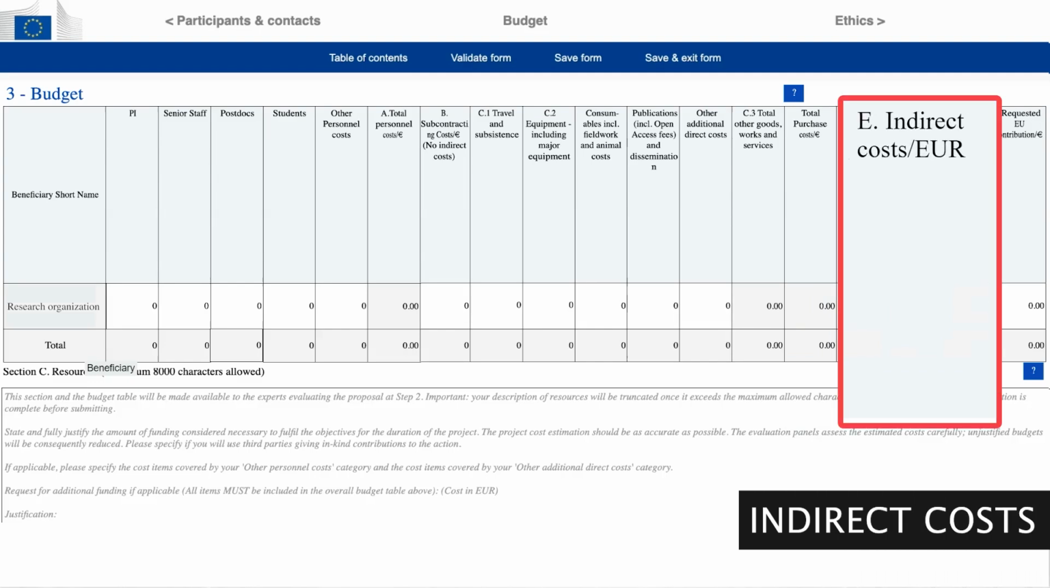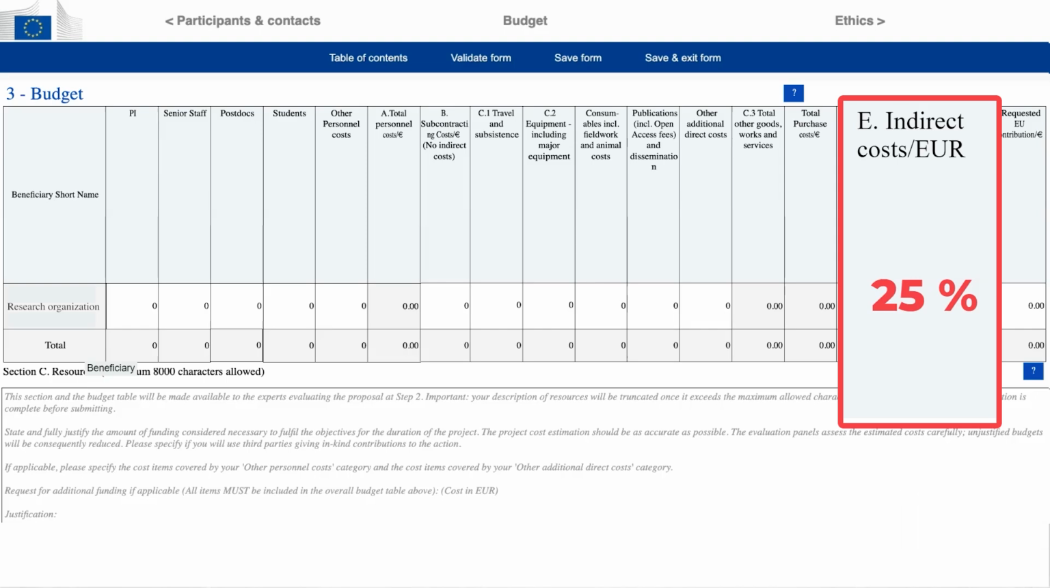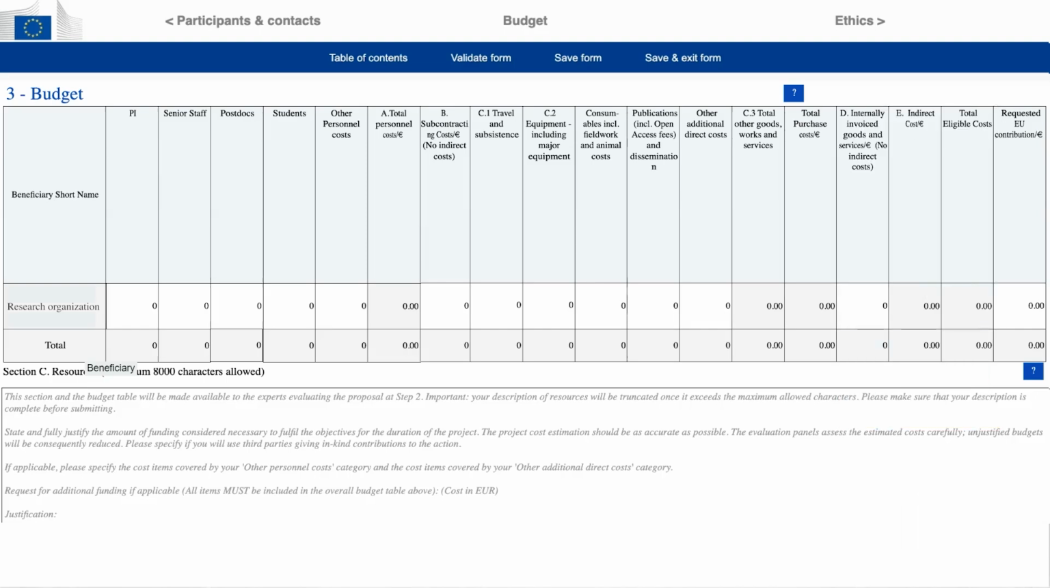The indirect costs are calculated automatically in the budget table as 25% of direct costs, excluding subcontracting and internally invoiced goods and services. Therefore, no further explanation is required. Finally, you have to fill in the requested EU contribution, which may be equal to or less than the amount of total eligible costs.